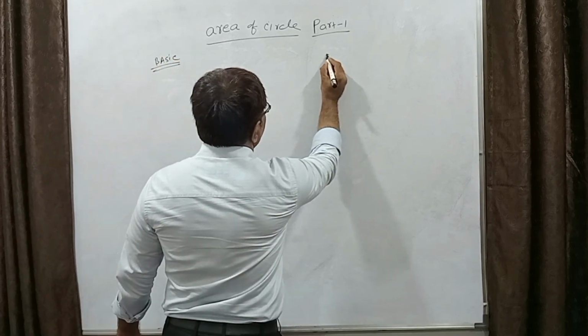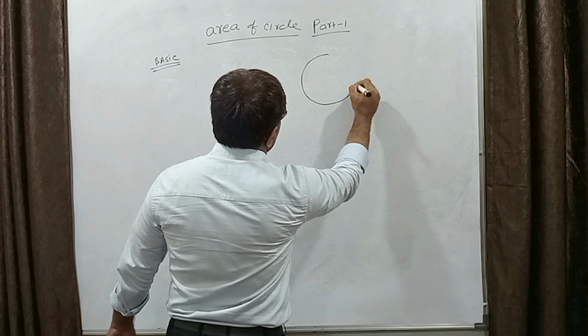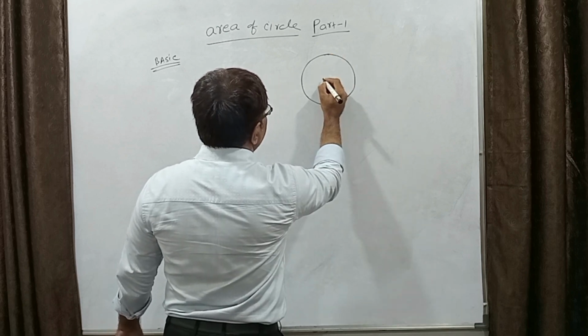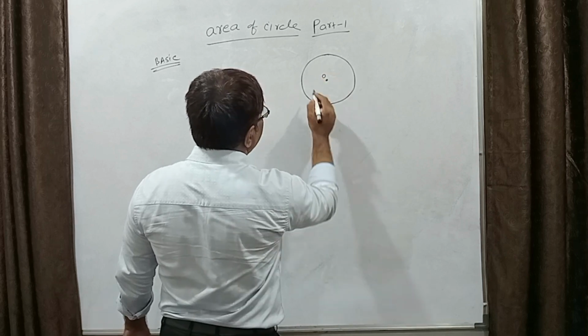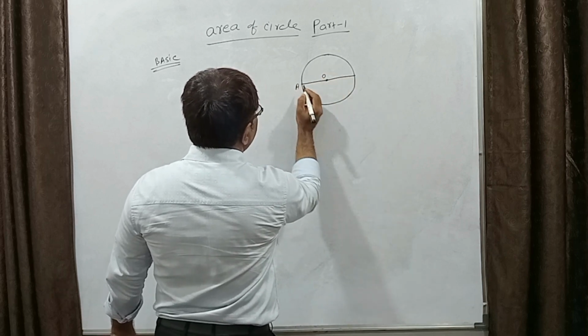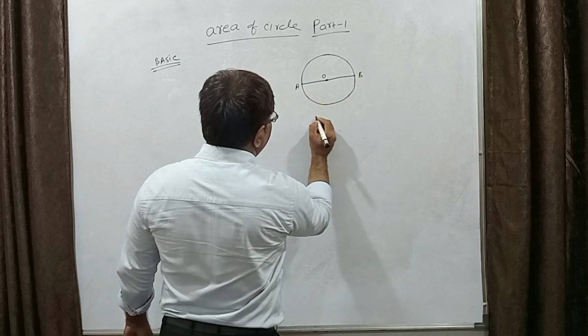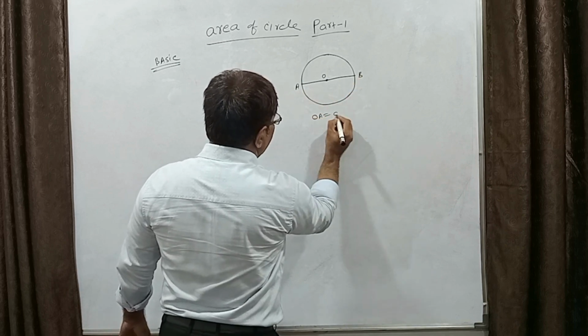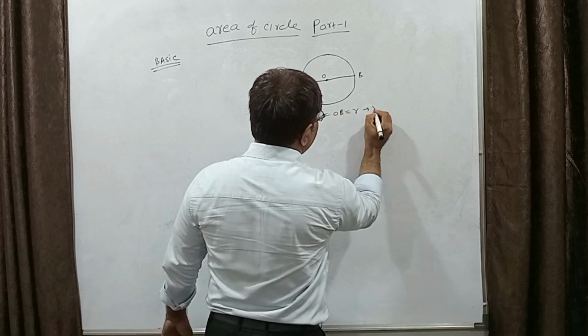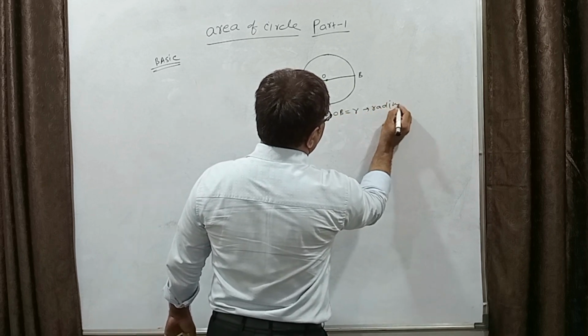So suppose this is the circle and whose center is what? O, right? And when we draw this line passing through the center, this is A and this is B. Then OA equal to OB is called R, that is the radius of the circle.